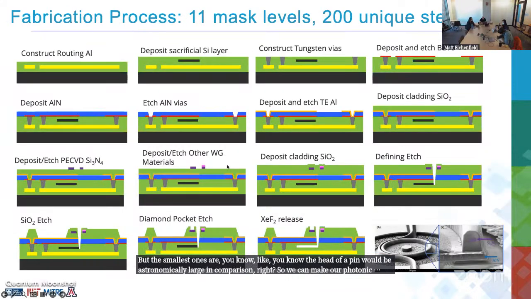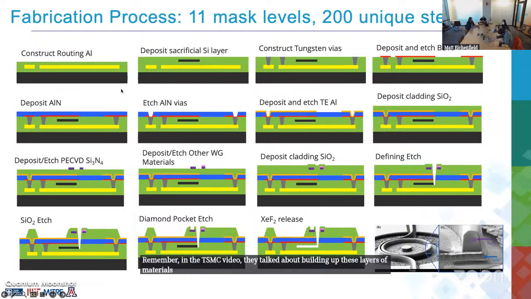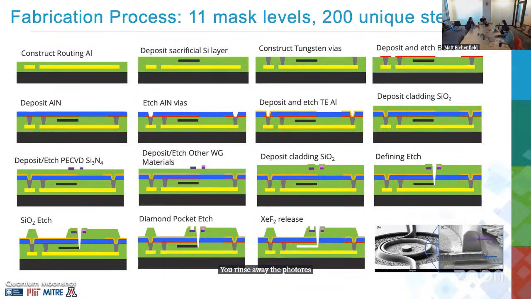Now let's talk a little bit about how they actually work. Remember in the TSMC video, they talked about building up these layers of materials sequentially one by one. You deposit a film, you deposit photoresist, you expose the photoresist with your photomask with the actual pattern. Then you rinse away the photoresist, which leaves behind just the stuff that you didn't expose.